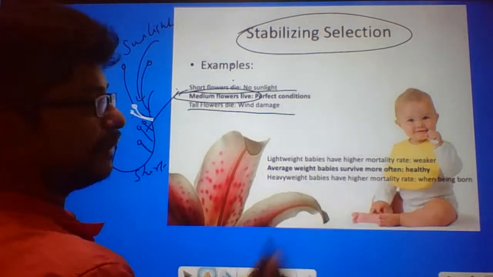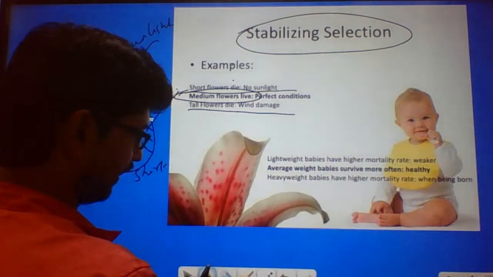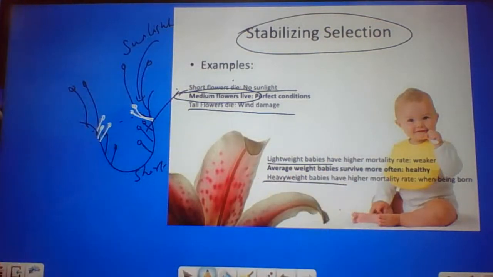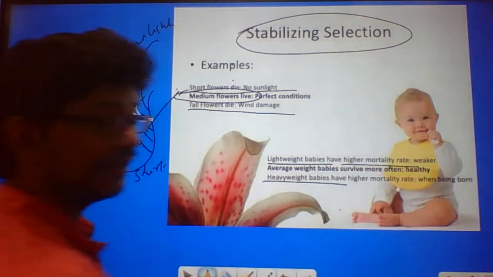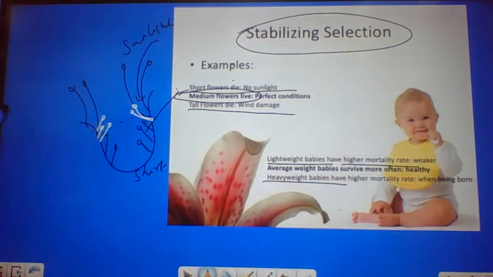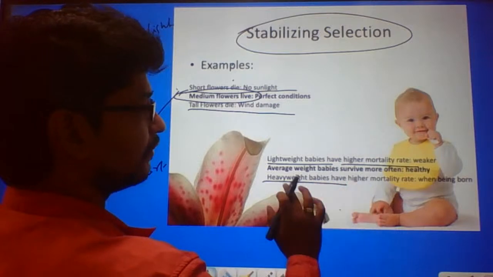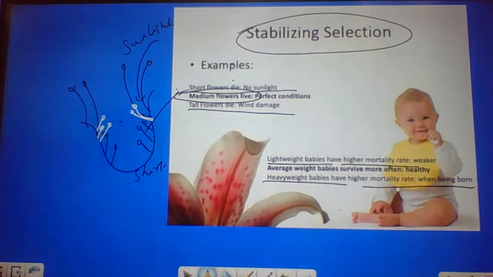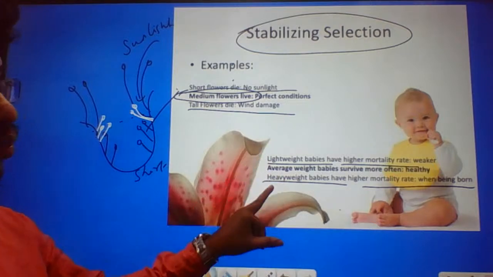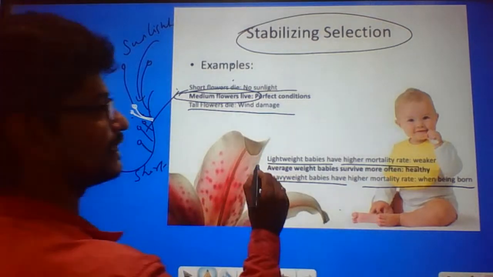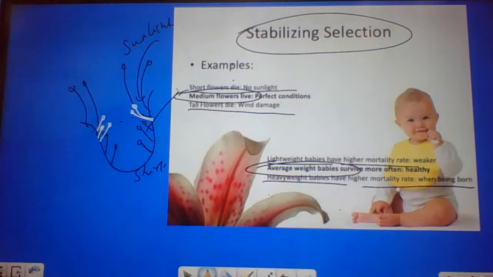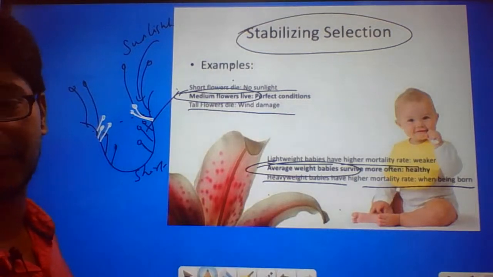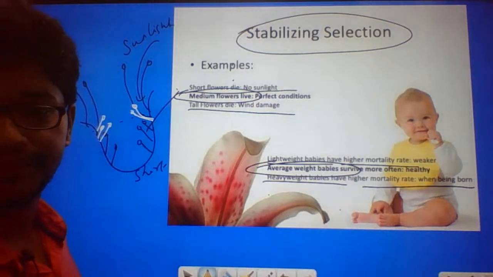And you take babies, especially the lightweight babies and the overweight, heavyweight babies. The lightweight babies have a high mortality rate because they are very weak, and the heavyweight babies also have a high mortality rate because of difficulty when being born. Nature is not favoring the lightweight and the overweight babies, but the average weight babies survive more often, and these babies seem to be healthy. These are some of the examples.